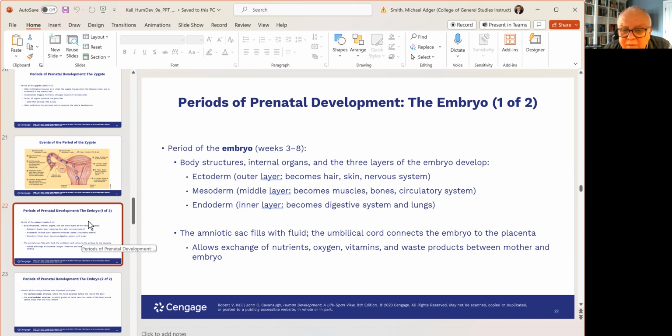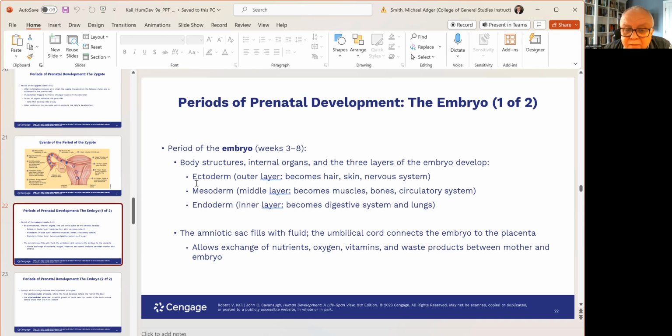So the periods of prenatal development, again: we talk about the embryo. First was the zygote, now the embryo. This is from week 3 to week 8. And you start having body structures develop, internal organs, and the 3 layers of the embryo develop.